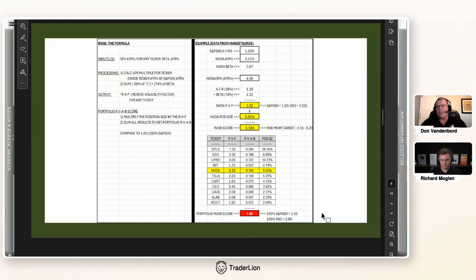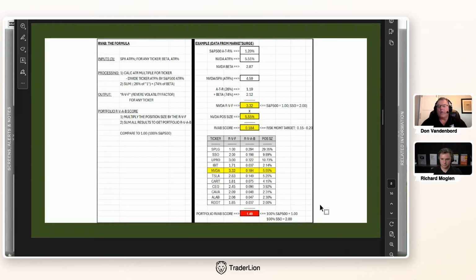So if you had a portfolio that was just 100% in the S&P 500, your score would be 1.00. If you had a portfolio that's 100% in the SSO ticker, that's 2 times the S&P, your score would be 2.00. So this is a way to compare the score of your portfolio versus the risk in the overall market.